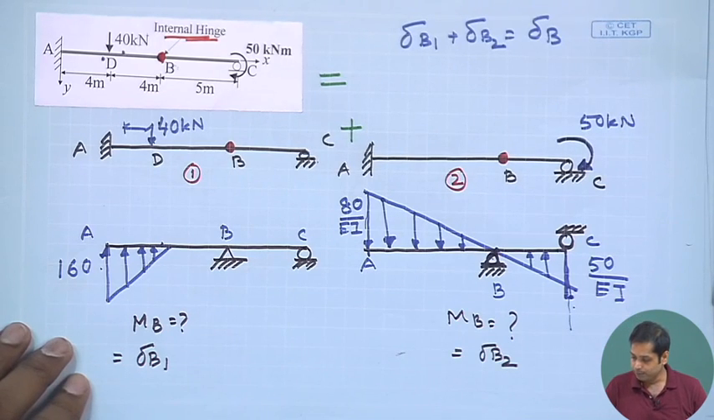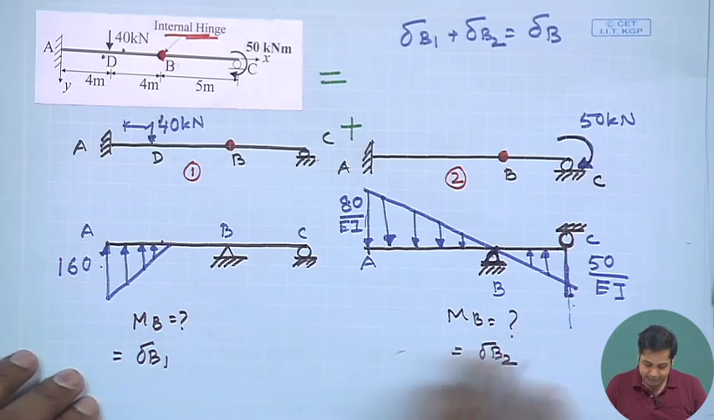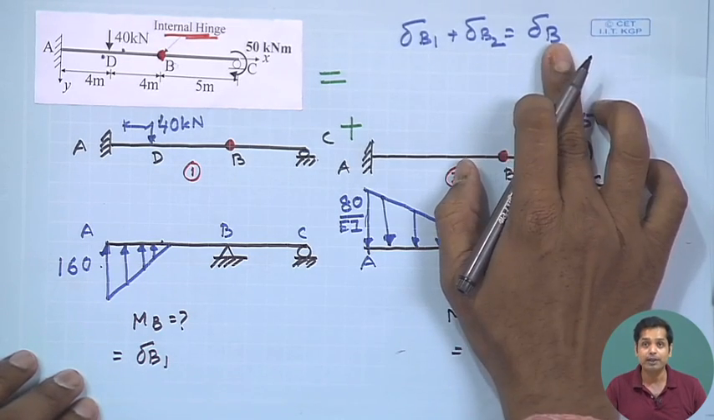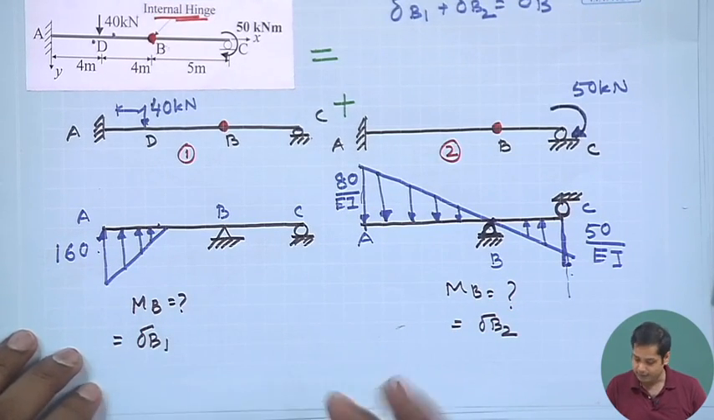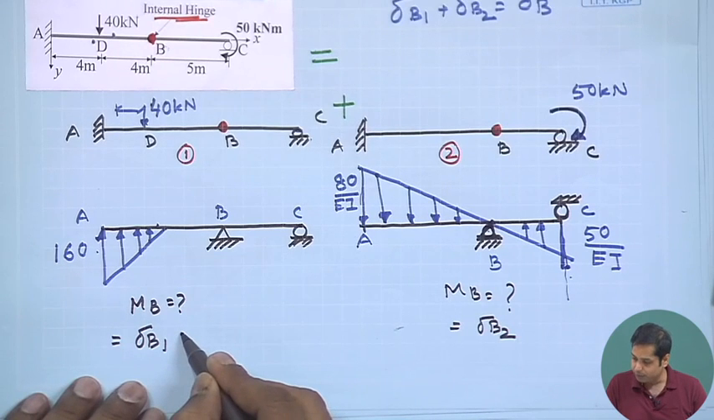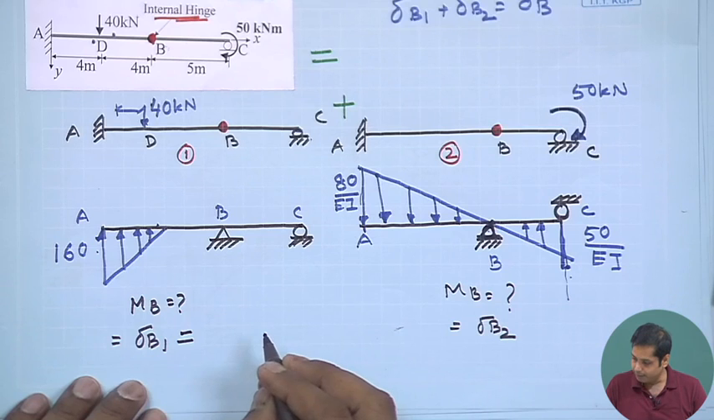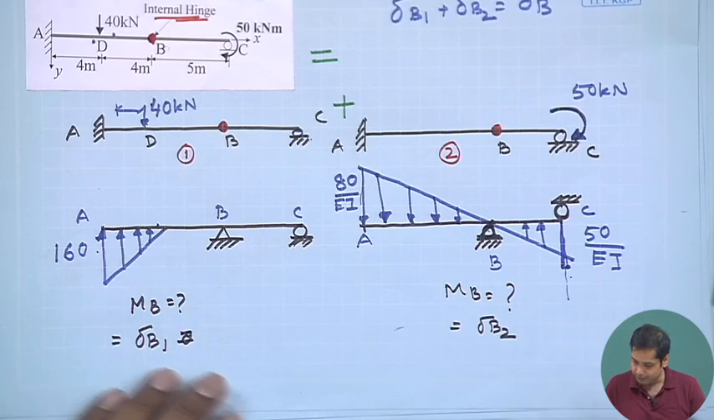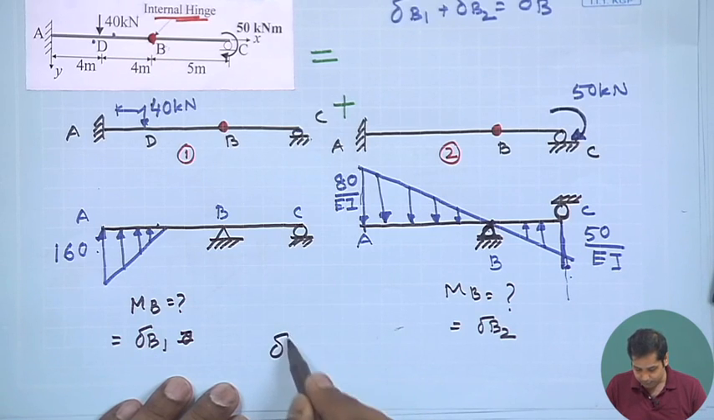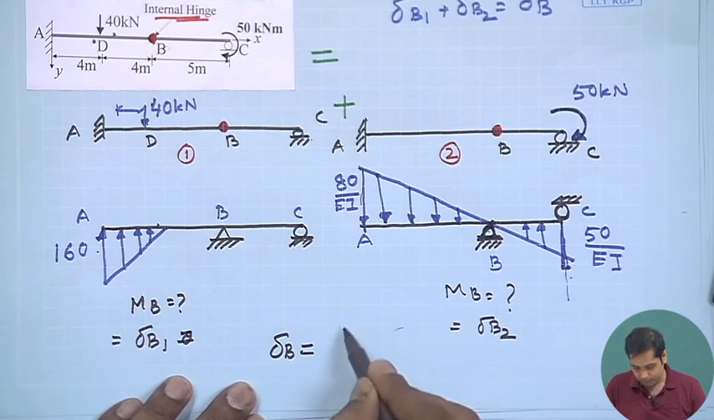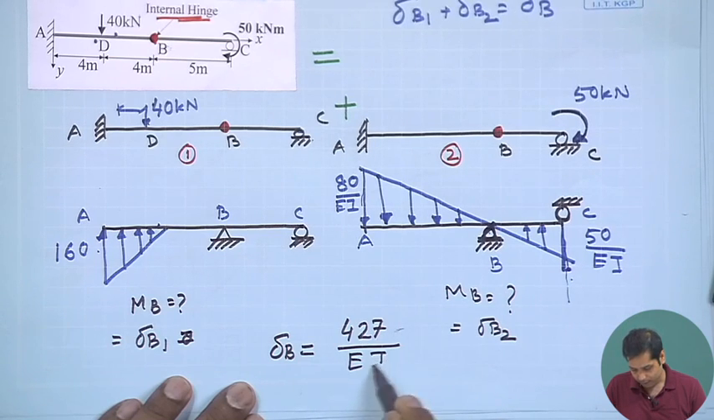Now, if we add delta B1 and delta B2, we get delta B. Let me just give you the final result. You can find out delta B1 and delta B2. Delta B becomes 427 by EI.